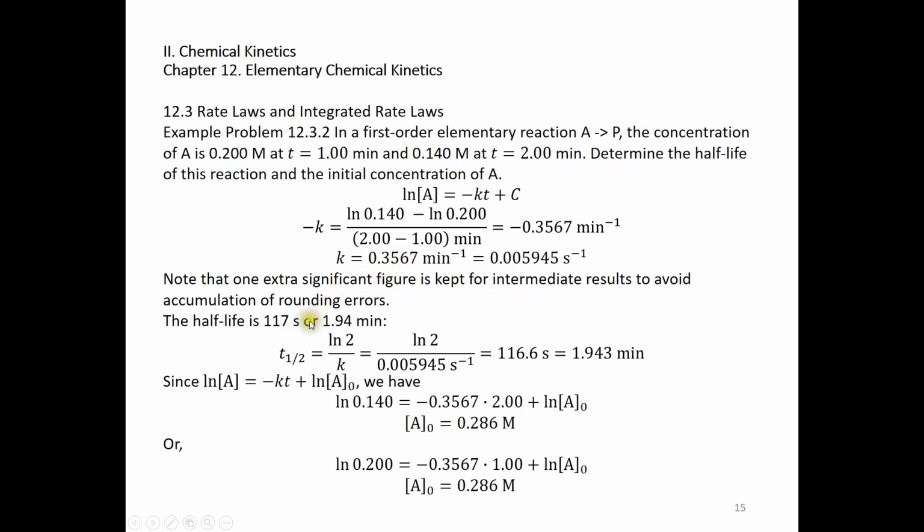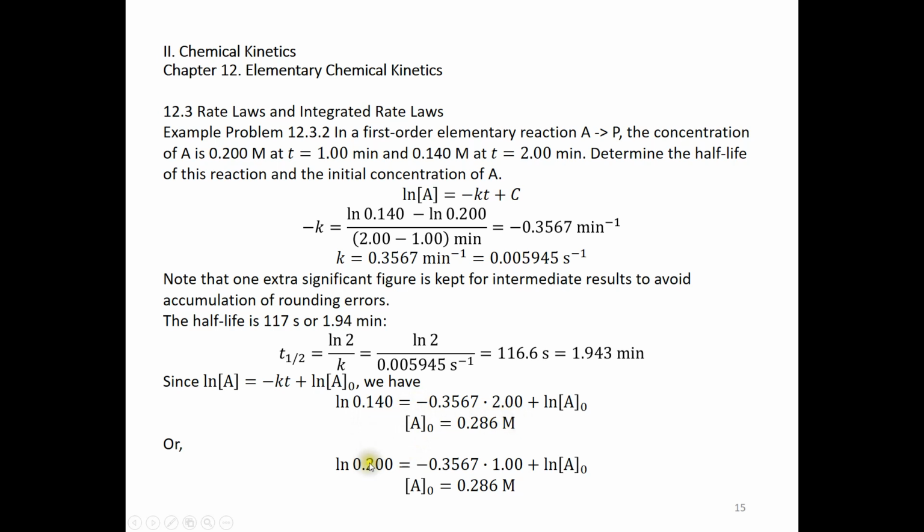Now half-life. Half-life is just ln2 over k. So plugging in all the numbers, half-life is determined to be 116.6 seconds, or 1.943 minutes. Since we have this equation, again, this C is actually ln A naught. Now we just need to use this equation. We're plugging in all the numbers. We can use the data at 1 minute or the data at 2 minutes. It doesn't matter.